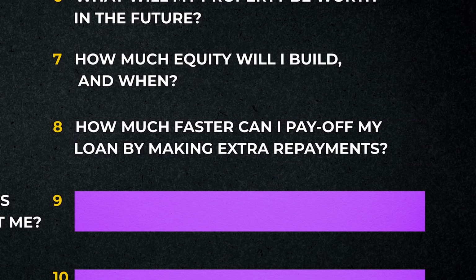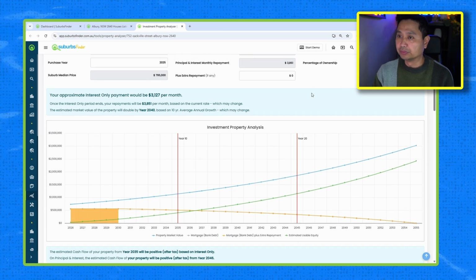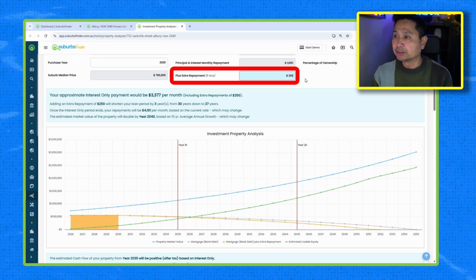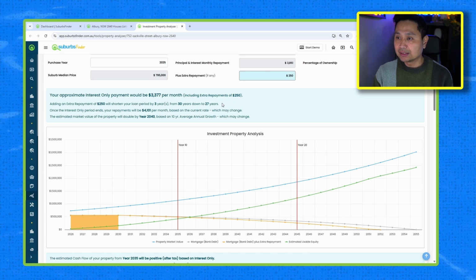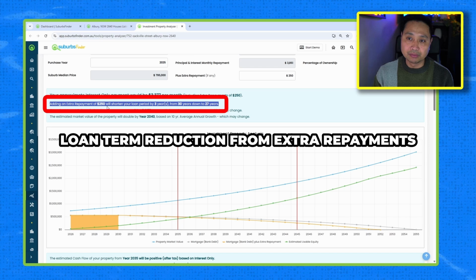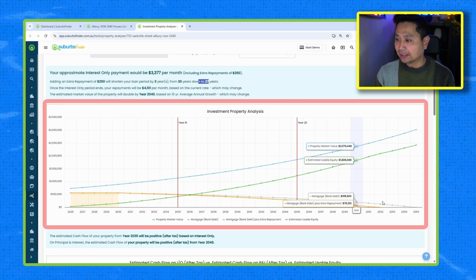How much faster can I pay off my loan by making extra repayments? By adding extra repayments, this will shorten the period of our loan. So let's say we are adding $250 per month on top of our regular mortgage repayment. The system automatically shows that adding an extra repayment of $250 per month will shorten our loan period by 3 years, from 30 years down to 27 years. And we can see that in here as well.